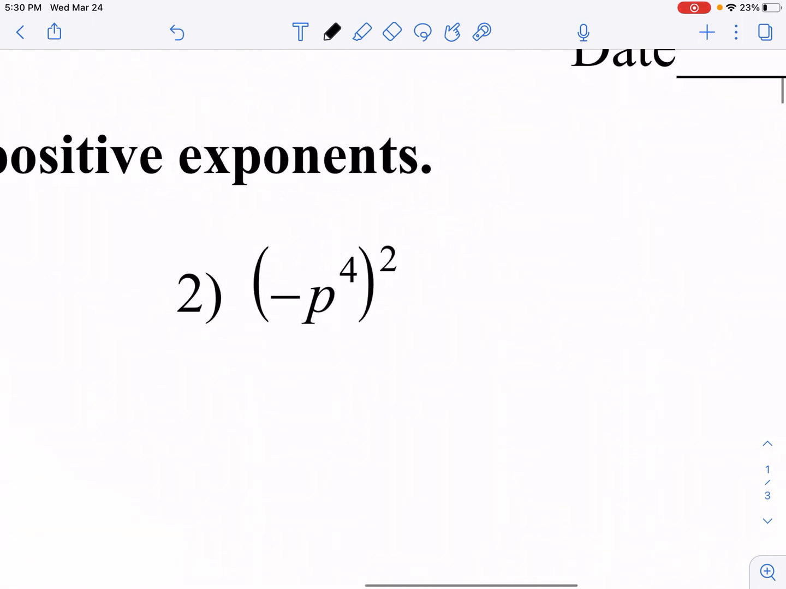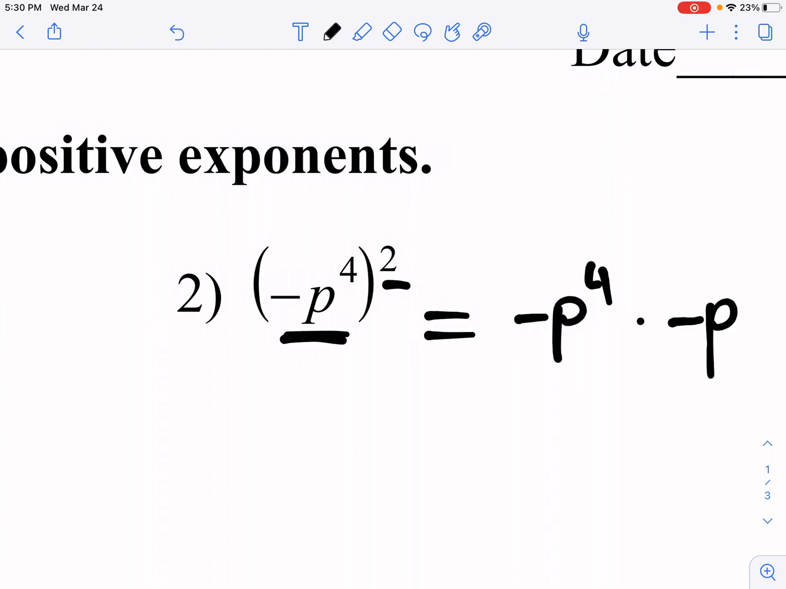Let's look at this one with the negative. The one with the negative, I want to look at in a slightly different way, simply because there's a common mistake here with the negative. Remember, this means we have 2 of these bases of negative p to the fourth powers being multiplied, okay? So what this really means is we have a negative p to the fourth times a negative p to the fourth, right? We have 2 of these being multiplied.